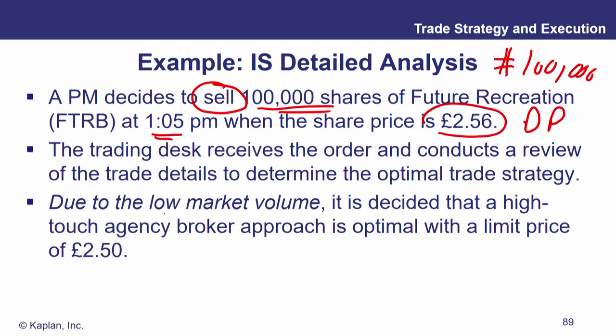Now, what they find is that there's low market volume. So what do they decide to do? They're going to use a high-touch agency broker approach. Now, they're putting a limit of 250 on this sell order. Okay, so we know what's happening here. We've labeled the 256 as the decision price, and we have 100,000 shares.